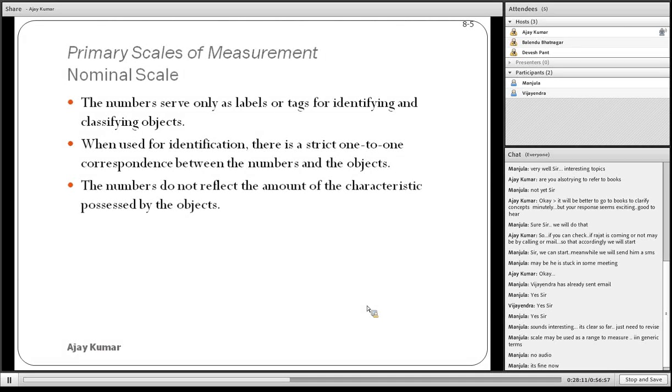Now what would that mean? If a student is given a roll number of 1, if a student is given a roll number of 10, that does not mean that someone who is bearing a roll number of 1 would be better or more handsome or is more intelligent or is more vulnerable or whatever you may call it than someone who is bearing a roll number of 10. It has nothing to do with the characteristics of the object or of the individuals. This is only meant to identify or to classify the objects. Alright, so this is nominal scale for you.